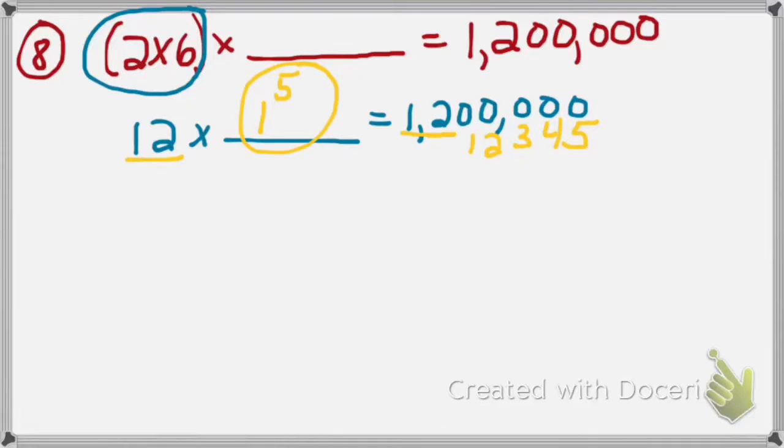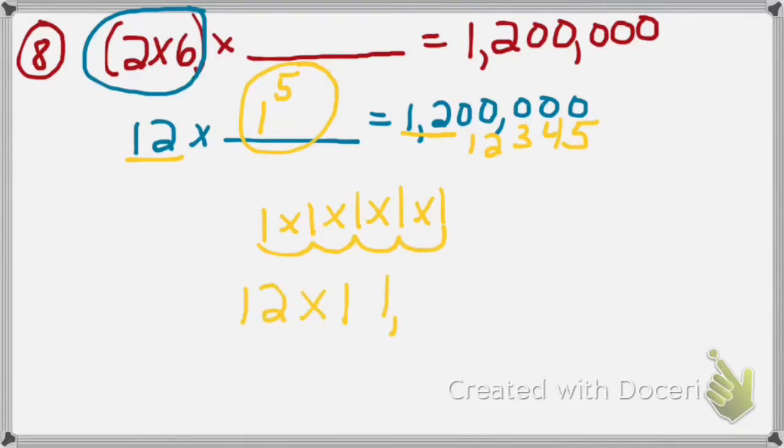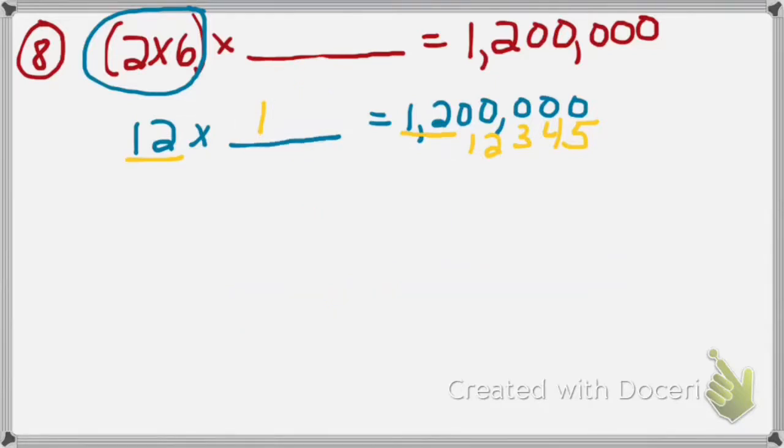Well, let's take a look at what 1 to the 5th would equal. Oh, that's an exponent, so it says base, you need to show yourself 5 times. So I would say 1, 2, 3, 4, 5. And if I solve this, I'd say 1 times 1 is 1, times 1 is 1, times 1 is 1, times 1 is 1. That would say that 12 times 1 equals 1,200,000. And is that correct? No way, that doesn't make sense at all, because 12 times 1 is 12. That doesn't work. So 1 to the 5th power is not going to work.